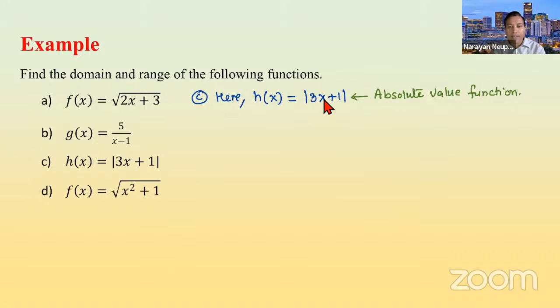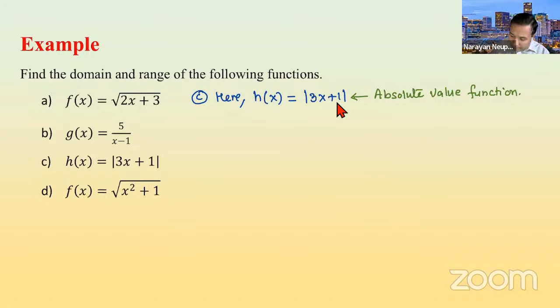Even if you plug in, for example, -1: 3 times -1 is -3, -3 plus 1 is -2, and the absolute value of -2 is +2. So by plugging in a negative value, you get a positive value. If you plug in 0, 3 times 0 is 0, 0 plus 1 is 1, and the absolute value of 1 is 1. Similarly, if you plug in 1, you'll also get a positive value. So this function is always well defined, whatever the value of x may be.